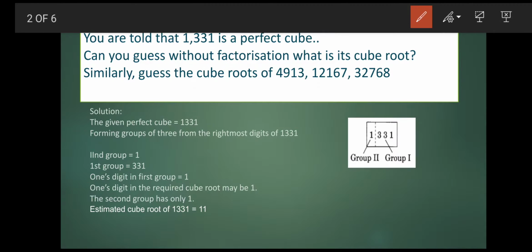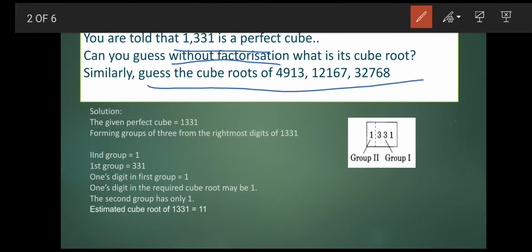What's question 3? You are told that 1331 is a perfect cube. It is given that it is a perfect cube. Can you guess the cube root without factorization? That means you don't have to use the method of factorization. In the previous question, we used prime factorization, as the question said. But here they have said don't use factorization. You have to guess it. Similarly, guess the cube roots of the given numbers. So let's move with the steps.